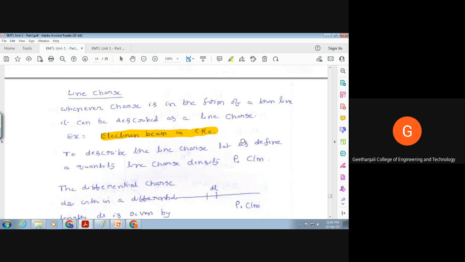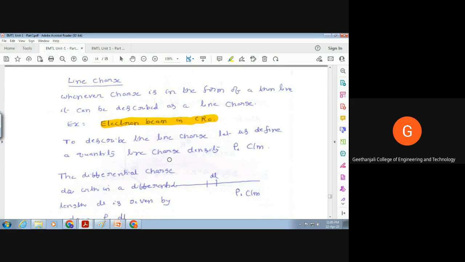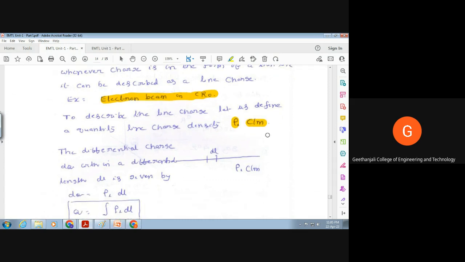The line charge is described with the term line charge density. It is represented by rho L, and the units are coulombs per meter. The meaning of this is, if I consider 1 meter length of the line charge, it contains a charge of rho L coulombs. If I consider 2 meter length, then the charge is going to be 2 into rho L.